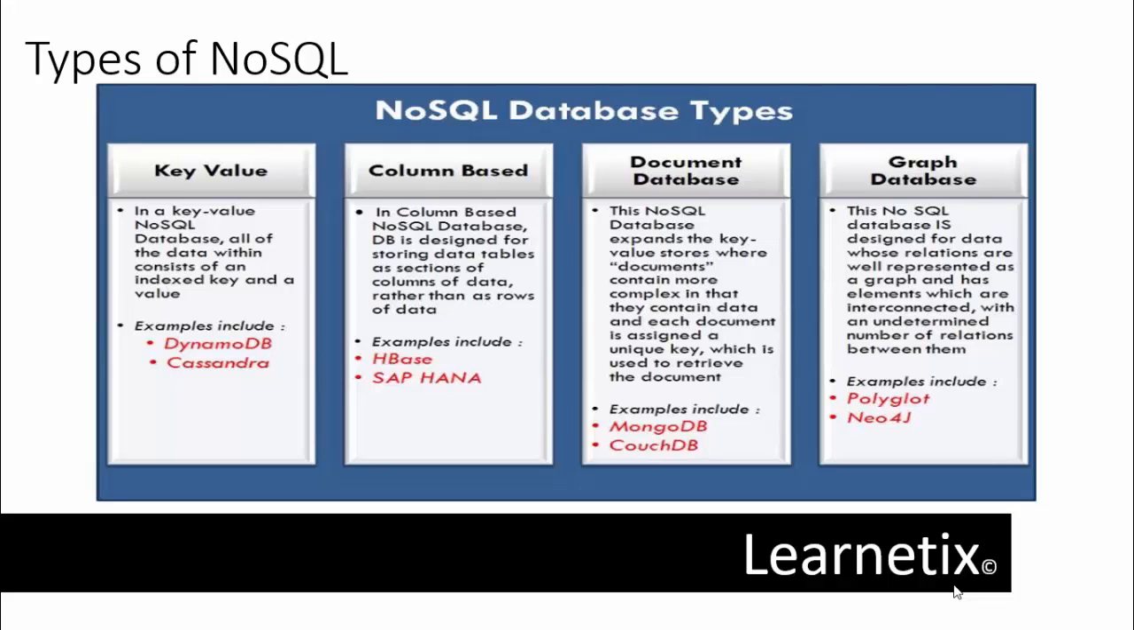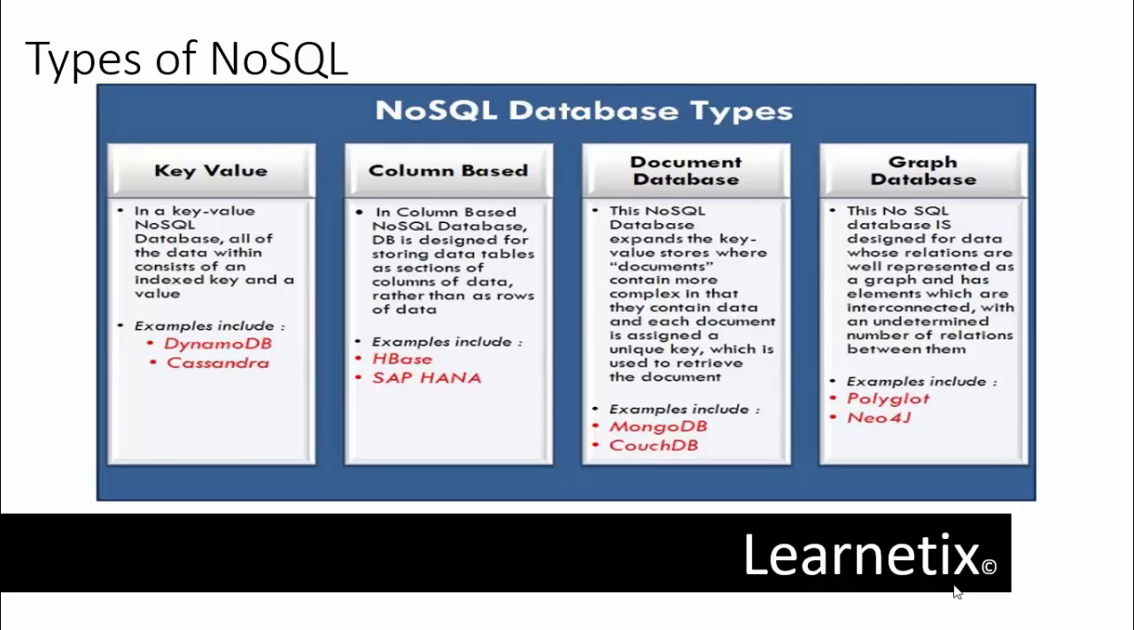We will discuss Cassandra in more detail in another tutorial. Another is the column based database, a NoSQL database designed for storing data tables as sections of columns of data rather than as rows of data, like HBase and SAP HANA. The third is the document database, which expands the key value storage system, where documents are more complex in that they contain data, and each document is assigned a unique key which is used to retrieve the document, such as MongoDB and CouchDB.